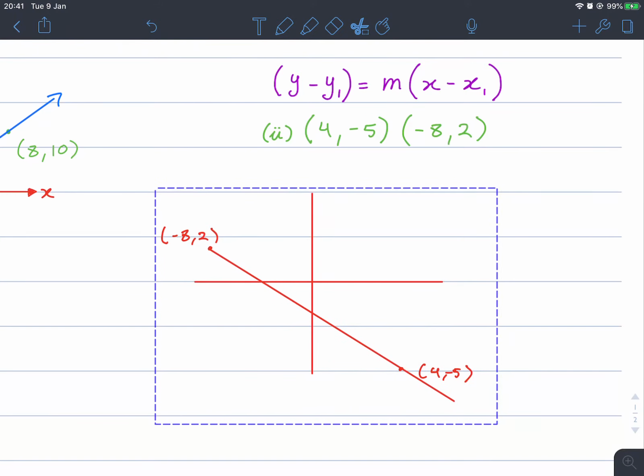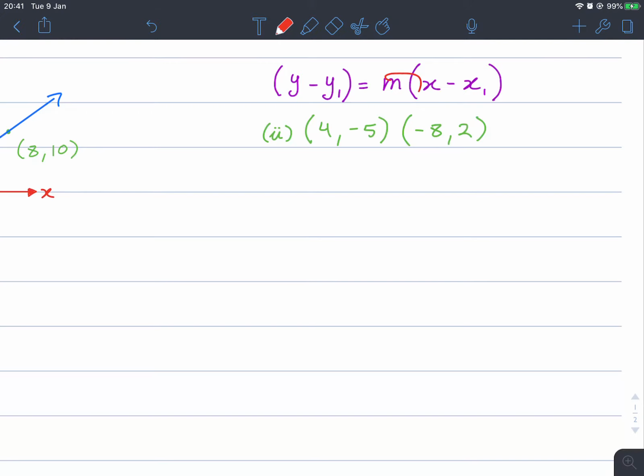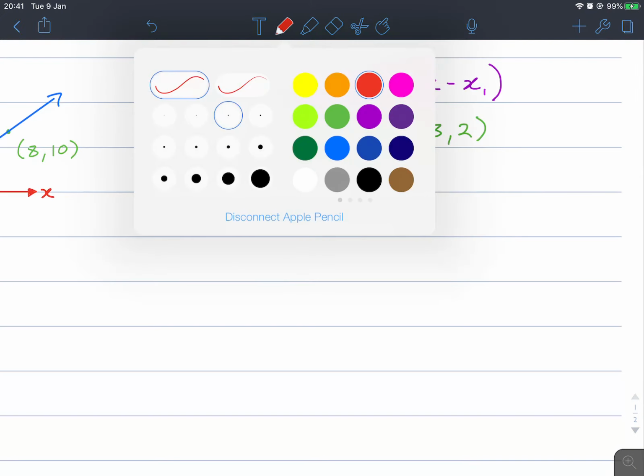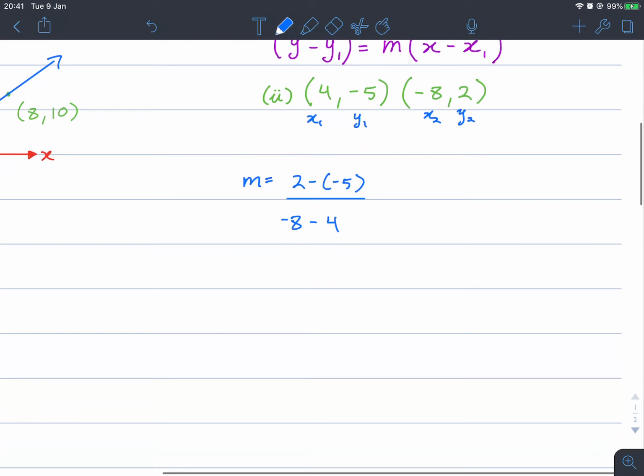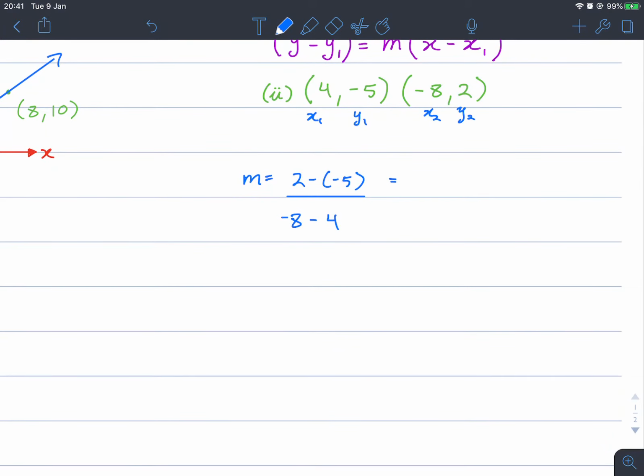Now in order to do that, we will follow this equation once again. So first we need the gradient. Let's calculate the gradient between these two points. Let's let this one be x1, y1, and this x2, y2. m is equal to y2 minus y1 over x2 minus x1, so 2 minus negative 5 over negative 8 minus 4. This will give us negative 7 over 12.